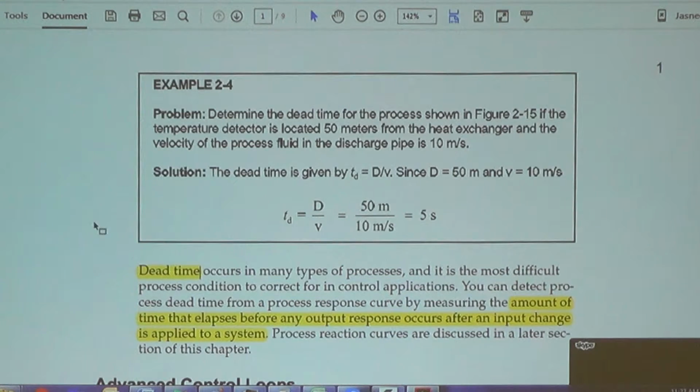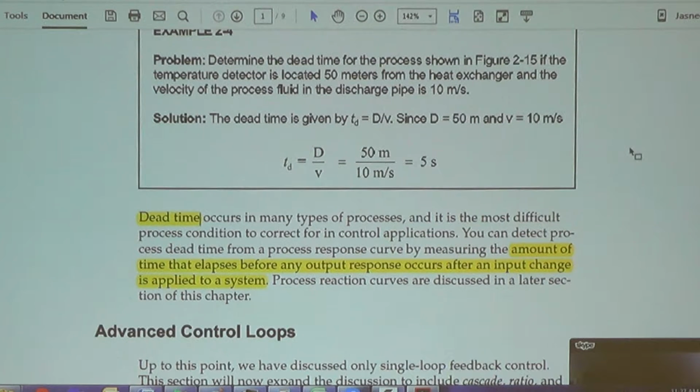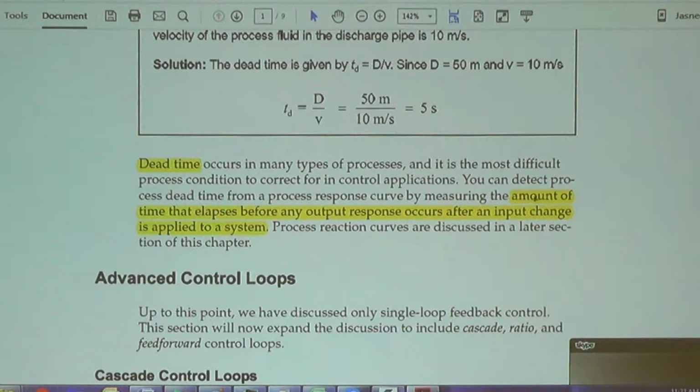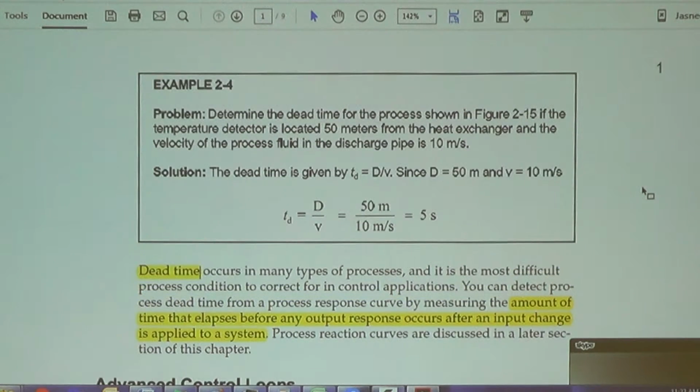So I was just discussing dead time. Dead time is the amount of time that elapses before any output response occurs after an input change is applied to the system. For an example, determine the dead time of a process. If the temperature detector is located 50 meters from the heat exchanger and the velocity of the process fluid in the discharge tube is 10 meters per second. In this case, there won't be any calculation, I'm just giving it for the sake of you being able to understand it.